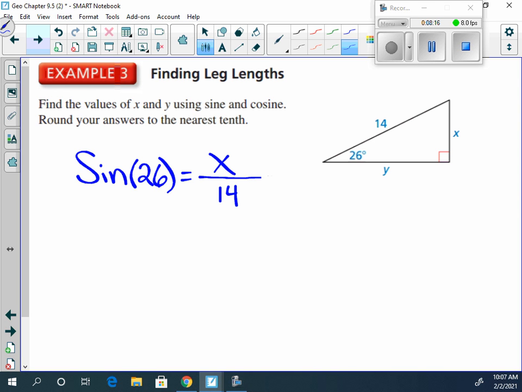So looking at this equation here, how many unknown values do I have? 1, right? Because sine of 26, we don't necessarily know what it is, but we know it has a value, yes? Sine of 26 is a number. 14 is a number. The only thing we're missing is x. So if I want to find the value of x, I need to get it by itself. So what do we need to do to get x by itself?